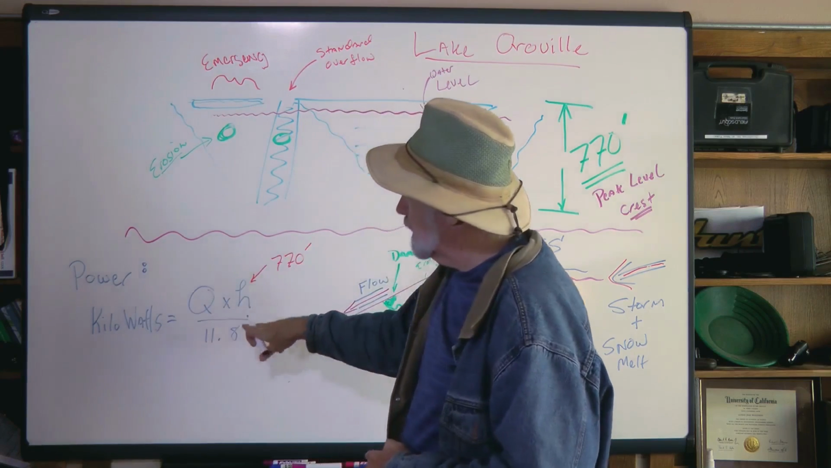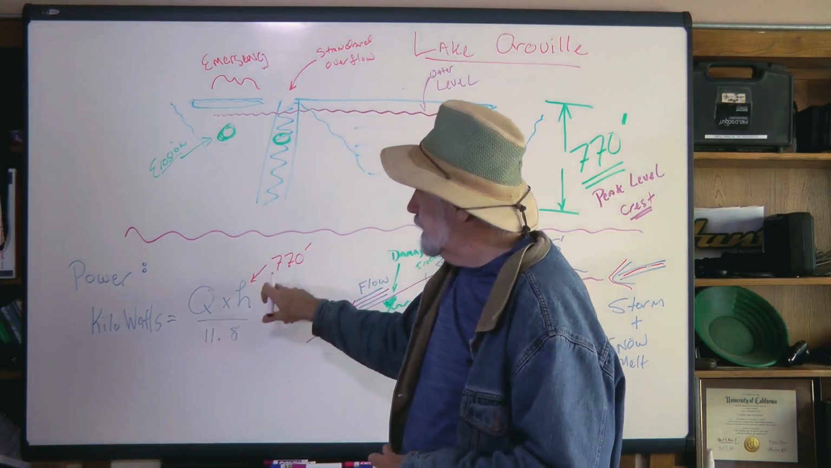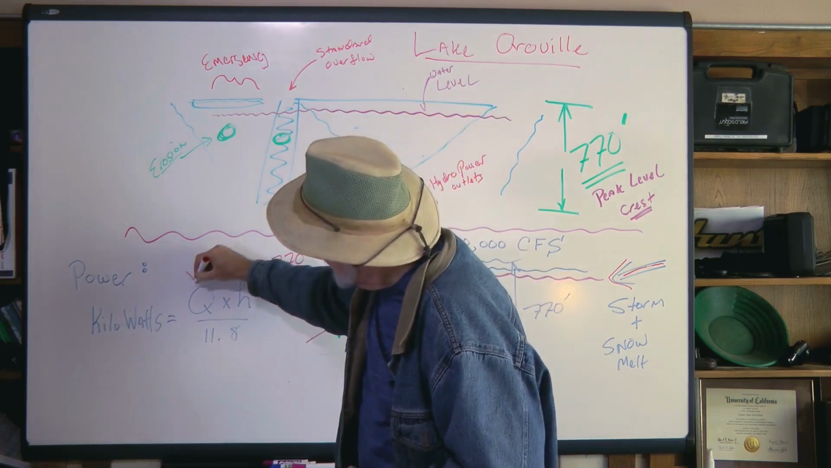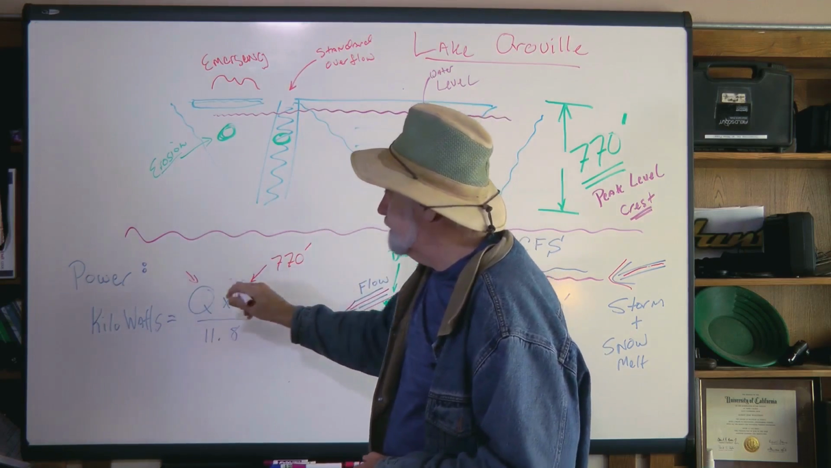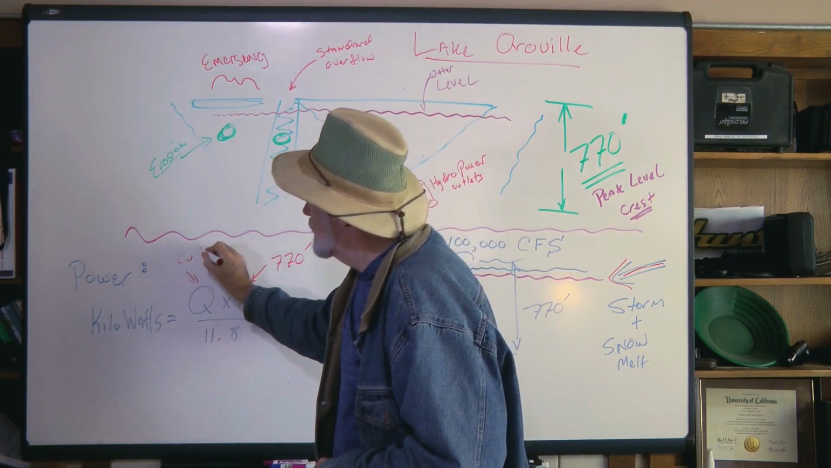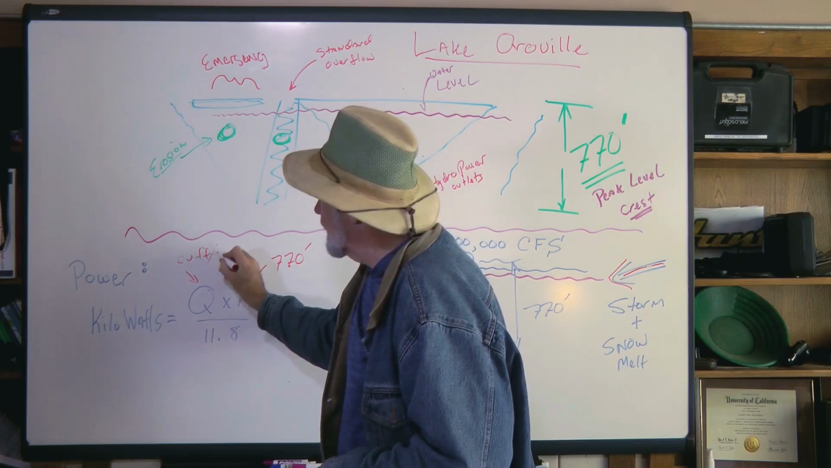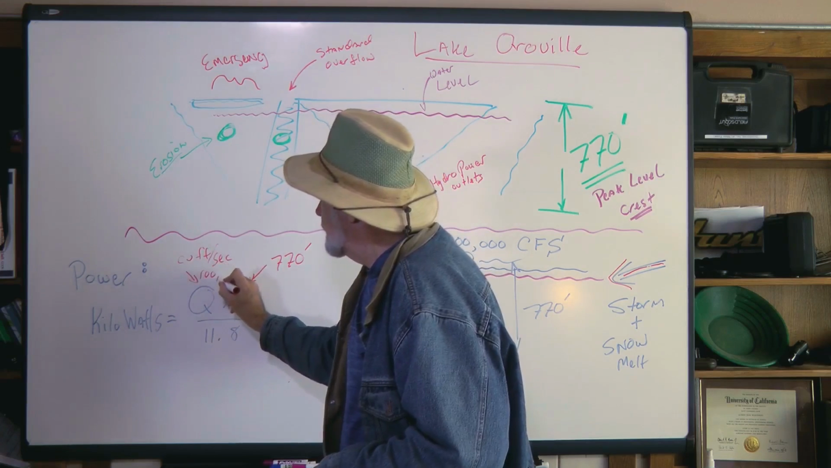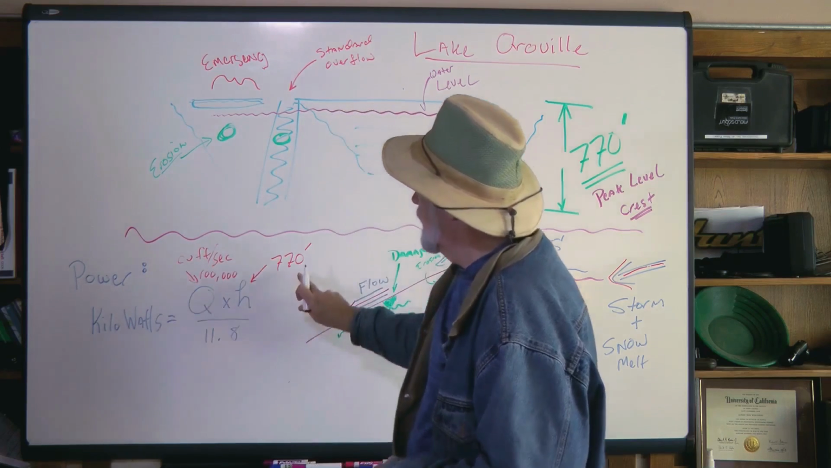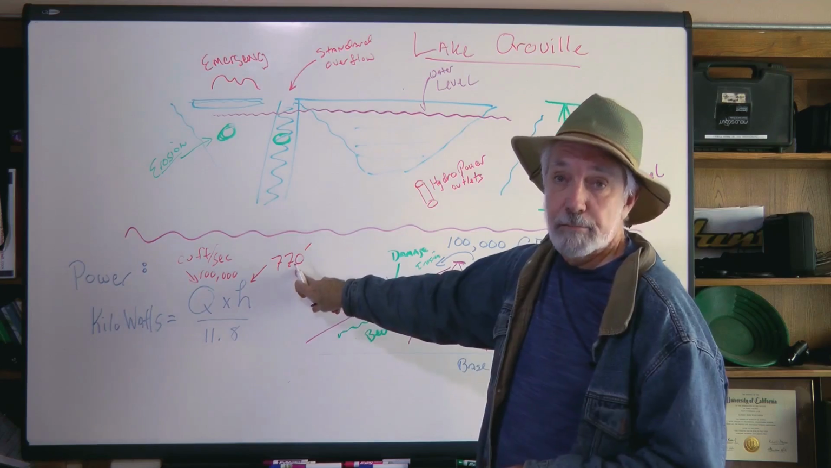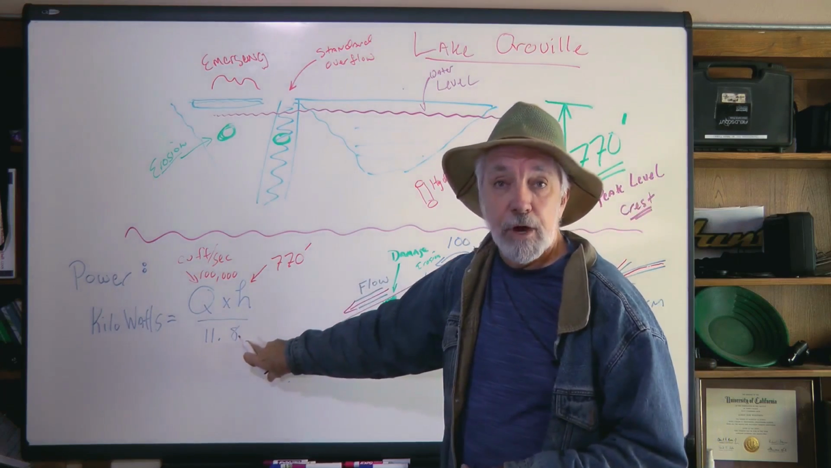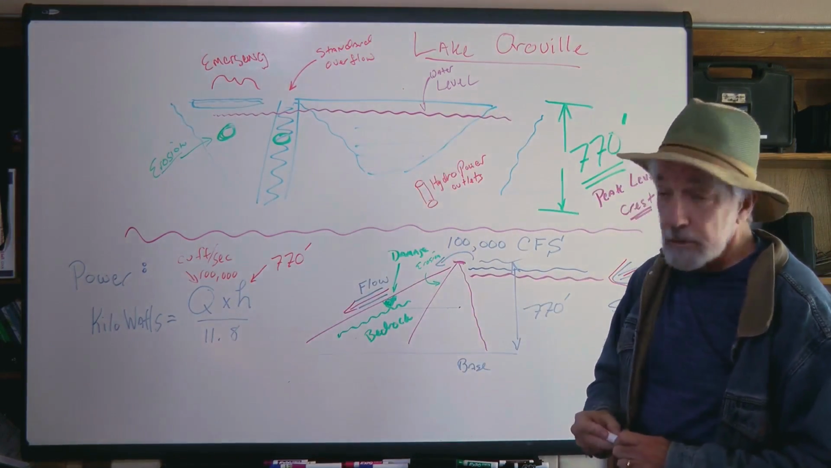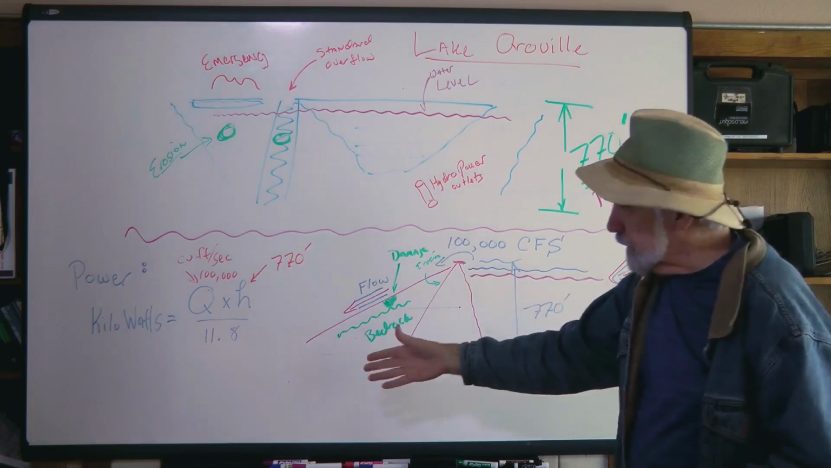This equation I've given here is basically in terms of kilowatts, and the units are going to be cubic feet per second is Q, okay? And our height is 770 feet. So this number is 100,000 times 770. See how big this number just got. Divided by 11.8 gives us the kilowatts. That's 1,000 watts. So the end result of this equation is a ginormous number I'll show right here.